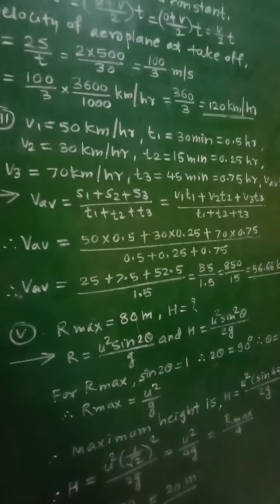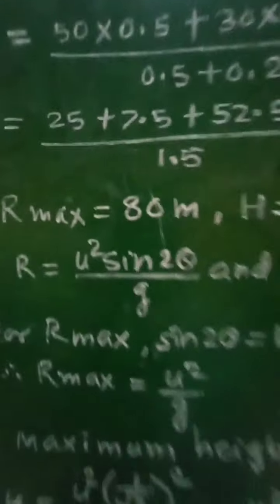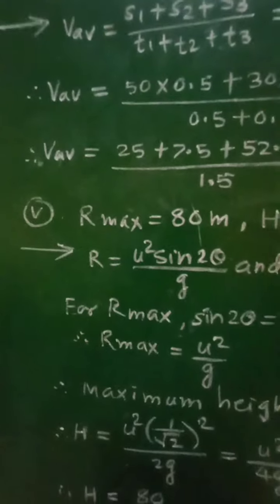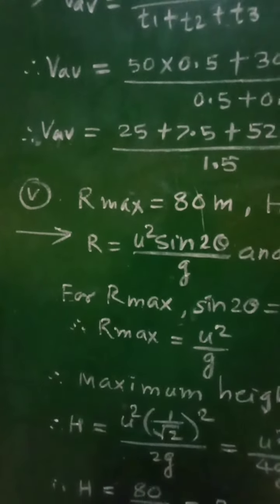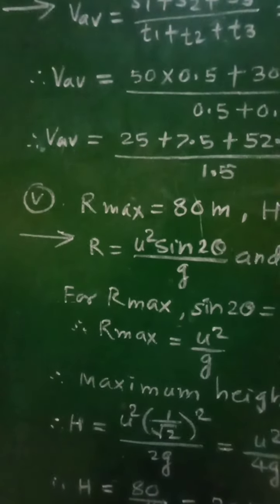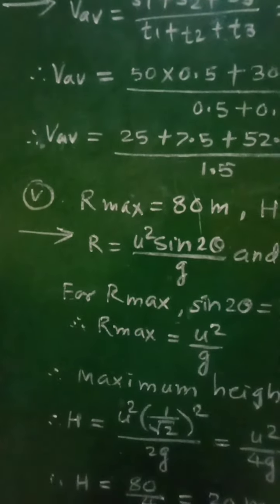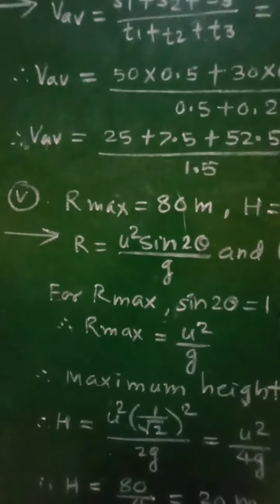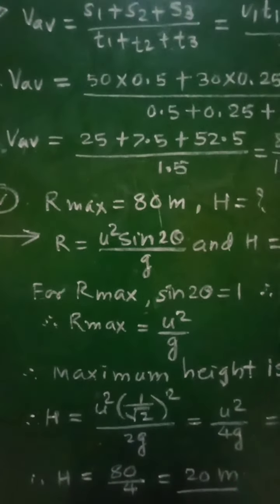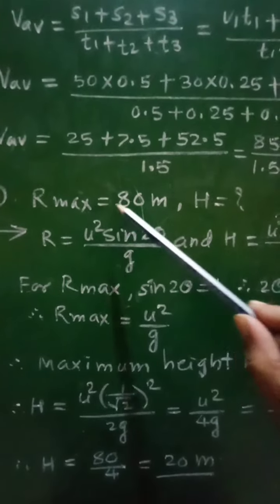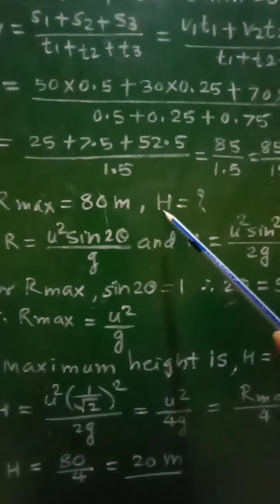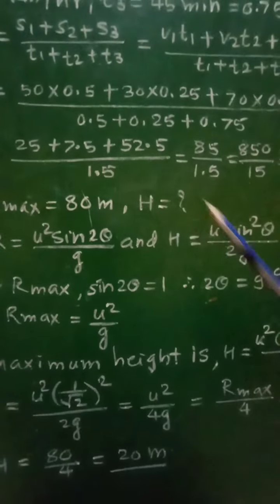And then we will go for next numerical, that is numerical number 5, which is stated as: a man throws a ball to maximum horizontal distance of 80 meters. Calculate the maximum height reached. And therefore for this numerical, given data is maximum horizontal distance, that is Rmax equal to 80 meter, and we have to find out the maximum height h.